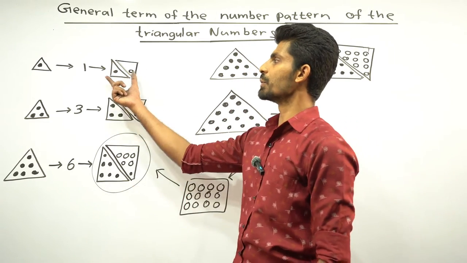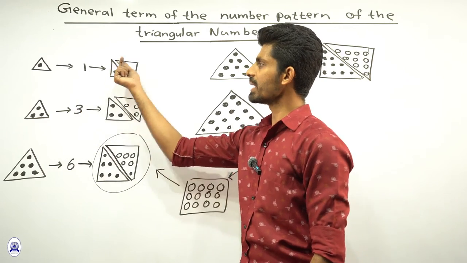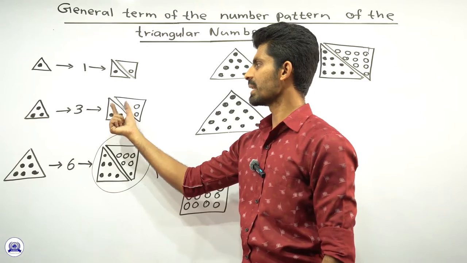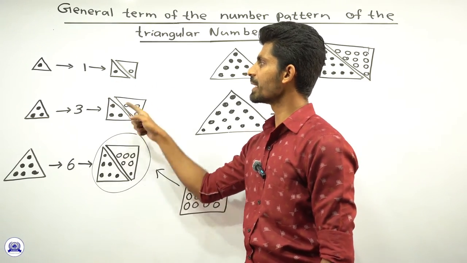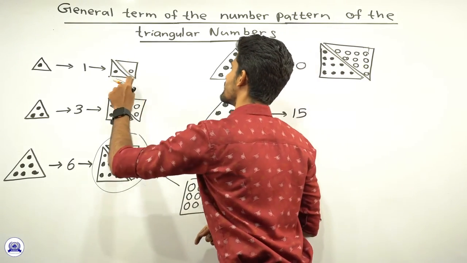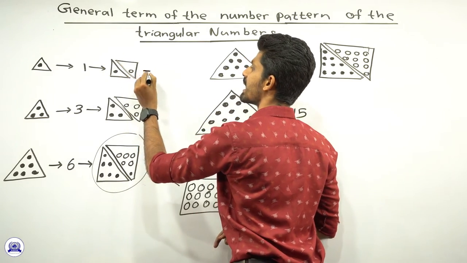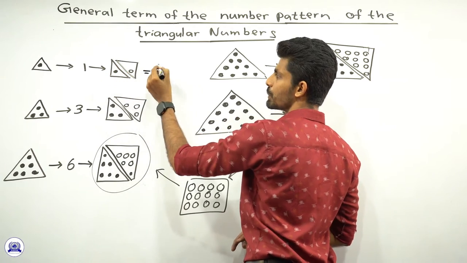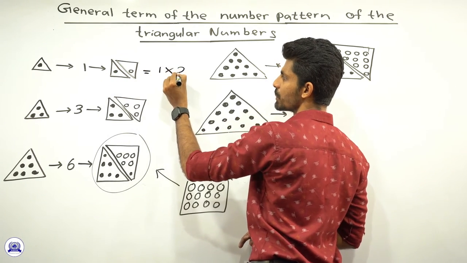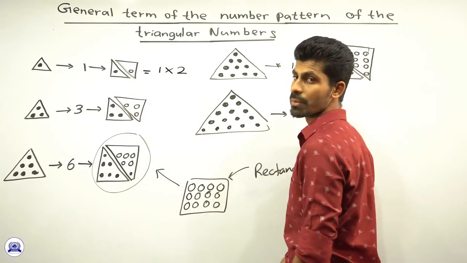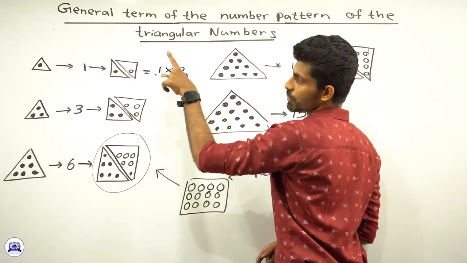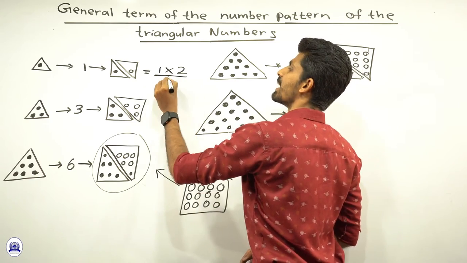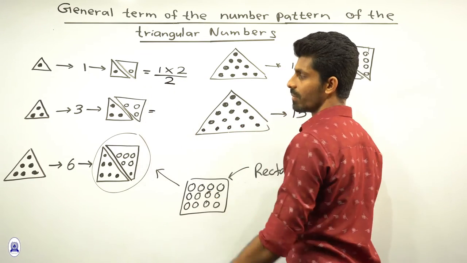1 into 2. 2 into 3. How many dots are there? Then just quickly tell me the area of this rectangle. 1 into 2, but what is the value here? That means divide by 2. Very good.